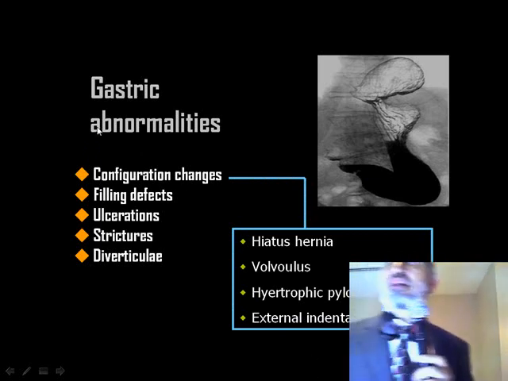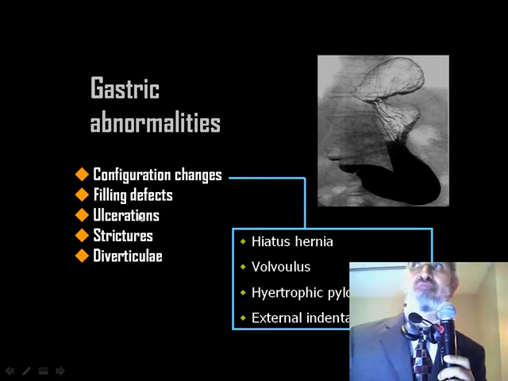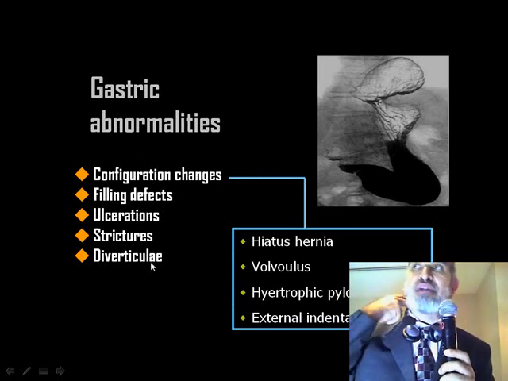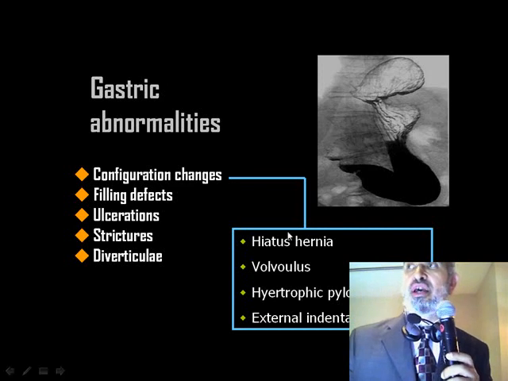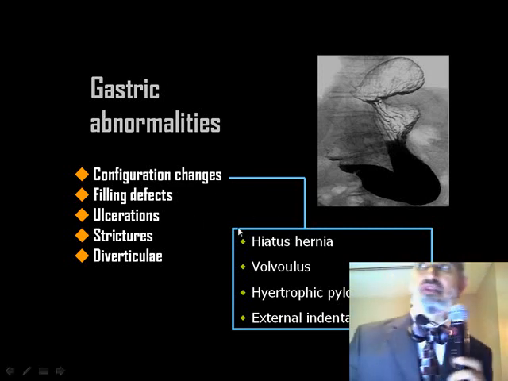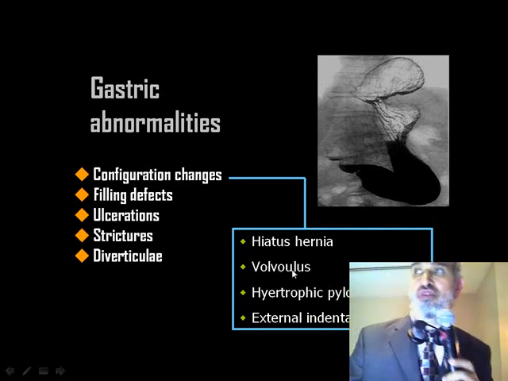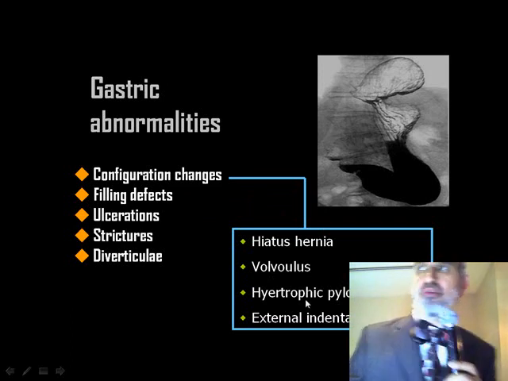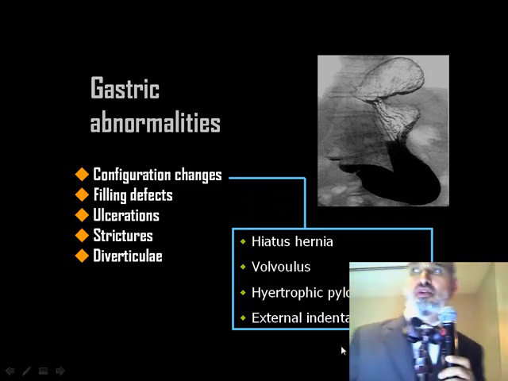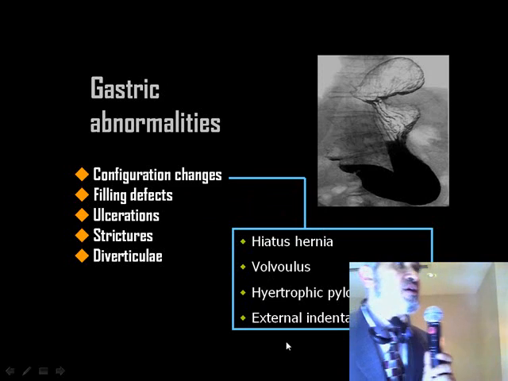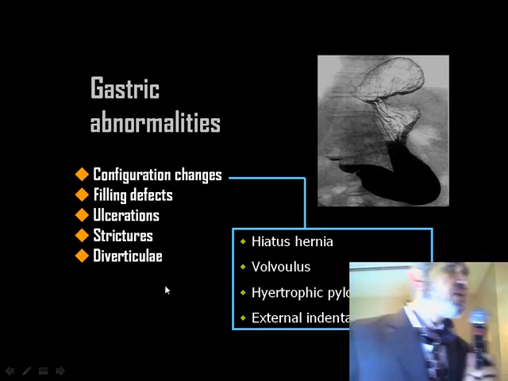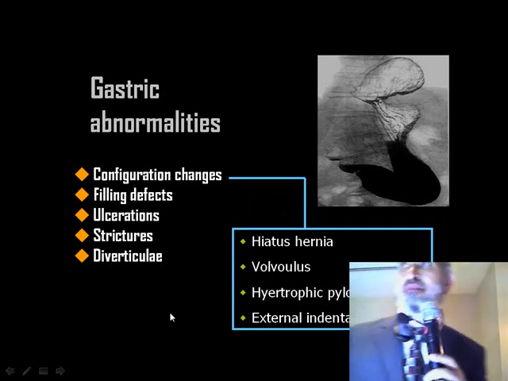Then the usual signs in the stomach: filling defects, ulcers, strictures, and diverticuli, as well as configurational changes. Configurational changes involve the presence of hiatus hernia or volvulus or hypertrophic pyloric stenosis or compression of the stomach by masses in the gastric bed, particularly the pancreatic masses.